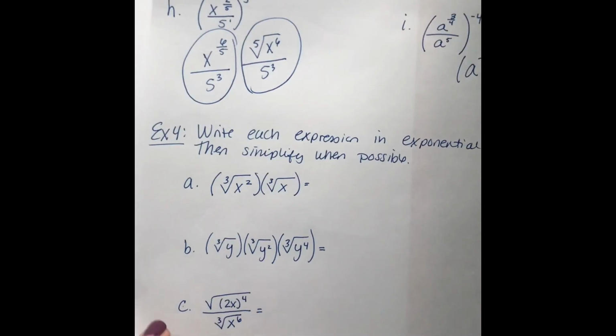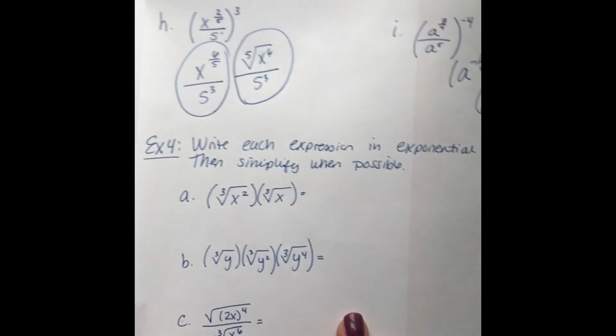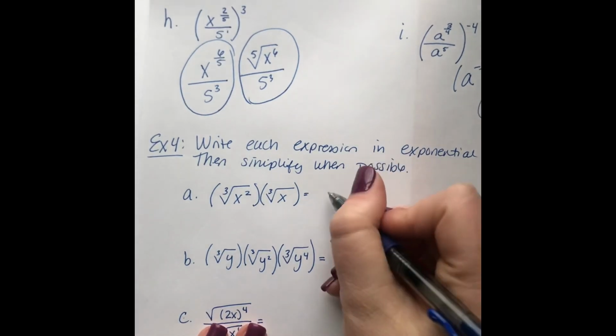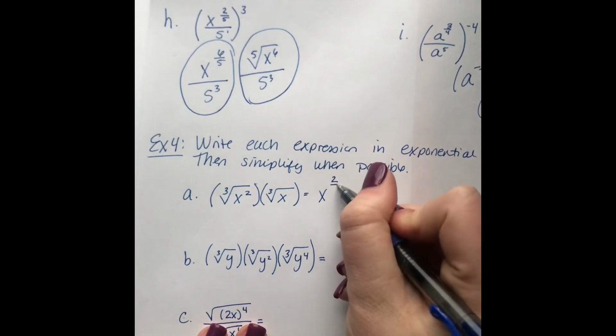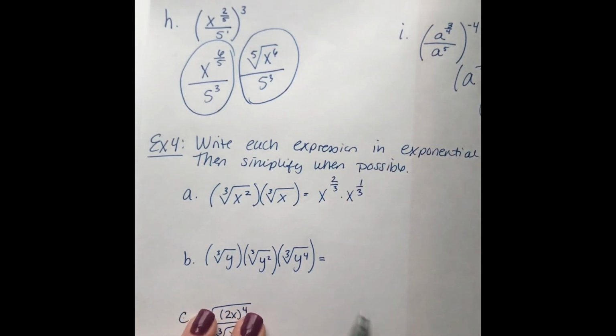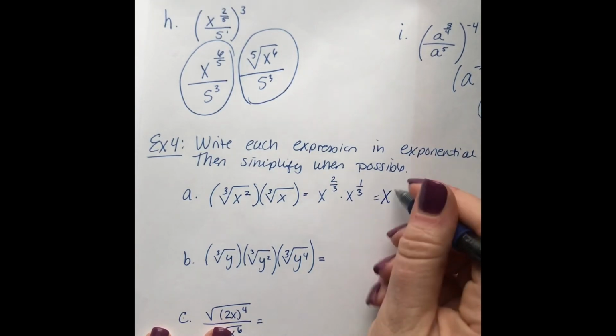Our last example is to write each expression in exponential form and then simplify if possible. So I'm first going to rewrite them all with just exponents. So this is going to be x to the 2/3 times x to the 1/3. So that's the first part, I wrote them in exponential form. And then simplify: 2/3 plus 1/3 is just x to the 1.